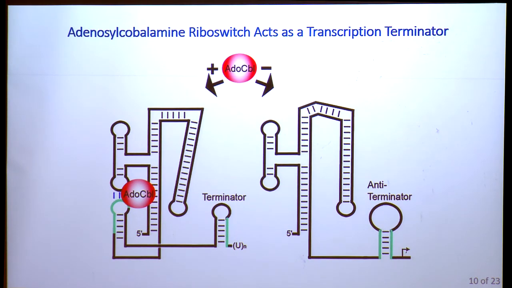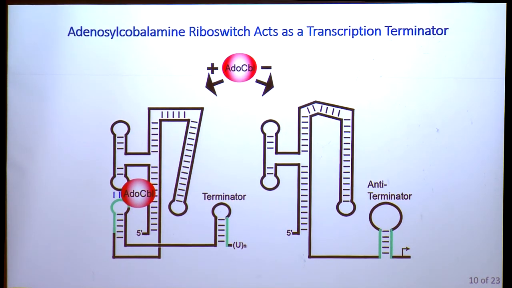In the presence of adenosylcobalamine, it makes the riboswitch fold in such a way that it sequesters this region, that I'm showing here in green, into the riboswitch fold, allowing the terminator downstream to fold and no transcription to take place. However, when there's no adenosylcobalamine present, the riboswitch takes a more open fold, and this green region is able to pair downstream and form the anti-terminator.